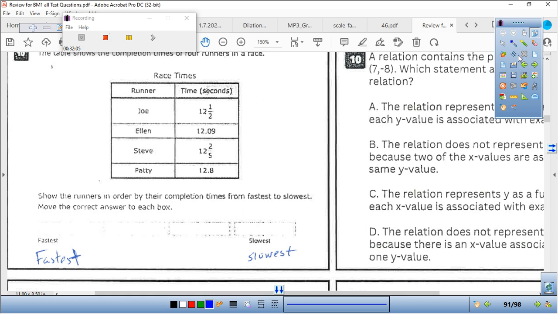Okay, on this one here, it says the table shows the competition times for 4 runners in a race. The table shows the runners in order by their competition times from the fastest to slowest, and the fastest would be the least. Took the least amount of time. To the slowest, which is, I guess, least to greatest time.